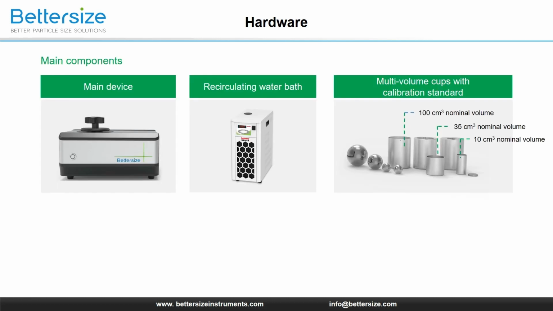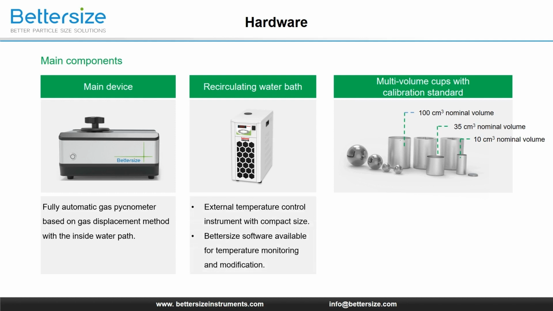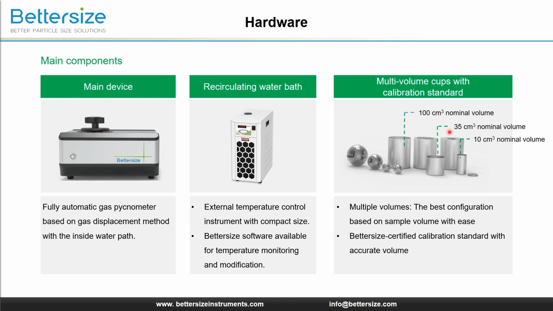Start with the hardware. The main device is fully automatic and can be operated using the software developed by Bettersize. In Part 1, you saw that keeping temperature stability is pretty important in the gas pycnometer system. The inside water path system of the BetterPyc is a key feature. Based on it, the external recirculating water bath can ensure temperature stability and accuracy during measurements. The water bath can be monitored and modified using this software. The multi-volume cups are in a wide range of volumes, including 100, 35, and 10 cubic centimeter, and the operator can choose the best configuration for their specific application. Lastly, the gas pycnometer is equipped with a Bettersize certified calibration standard to ensure the accuracy of chamber calibration.